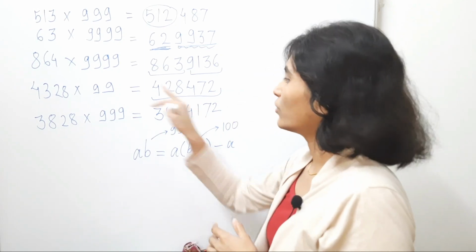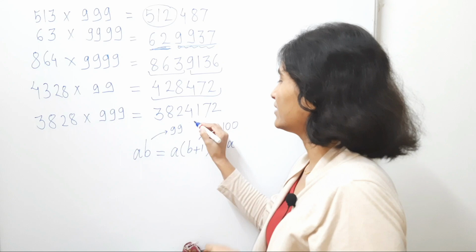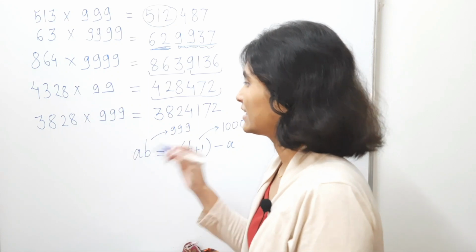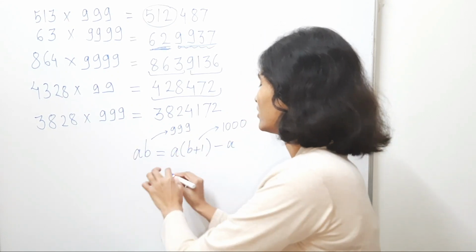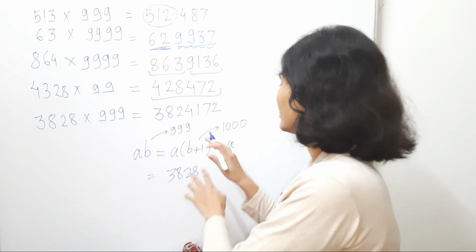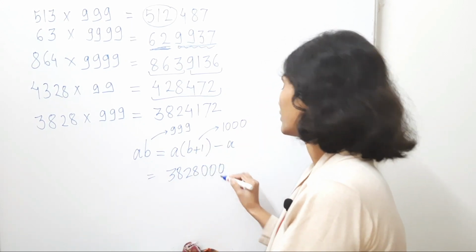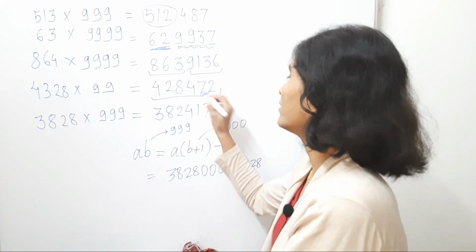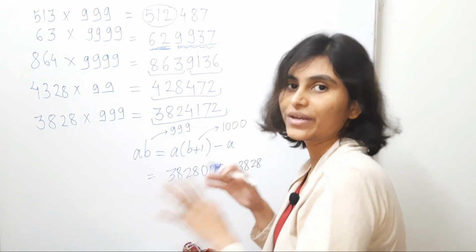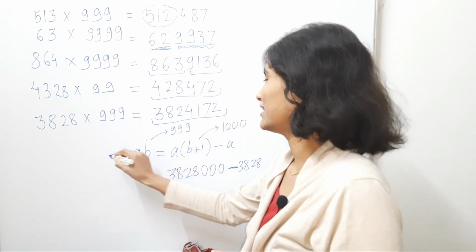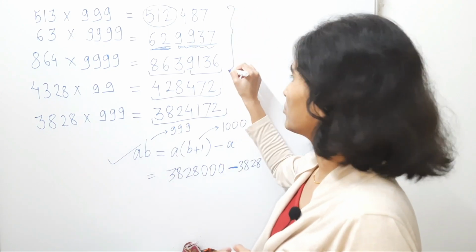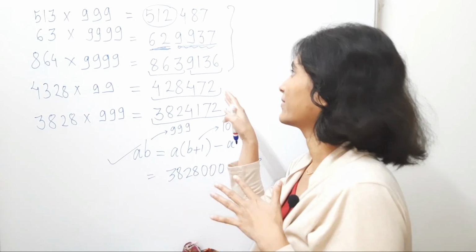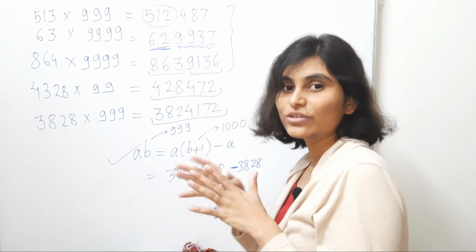Similarly, for the fifth example, you just replace that B by 999 and so this becomes 1000 and here A is 3828. So this is just 3828 times 1000, that means with 000, and minus A, which is 3828. So just subtract this quantity. We have 3824172 as the answer. You can also use this trick for these three examples, but as we are taking this subtraction, it is quite time consuming. For the first three examples, you just follow the previous trick.